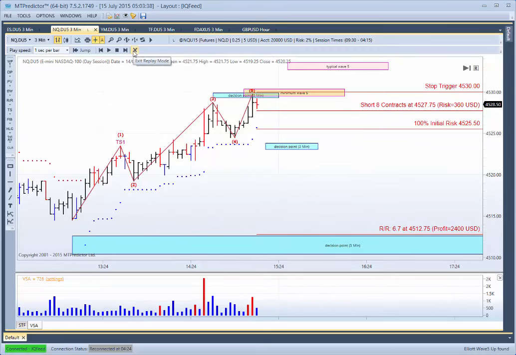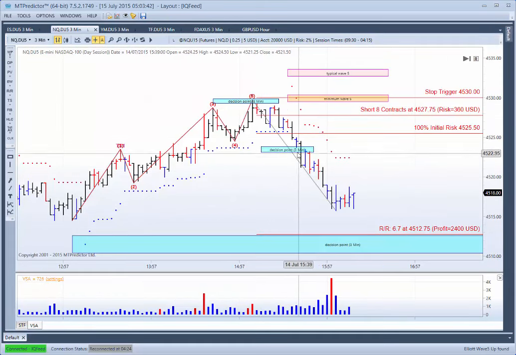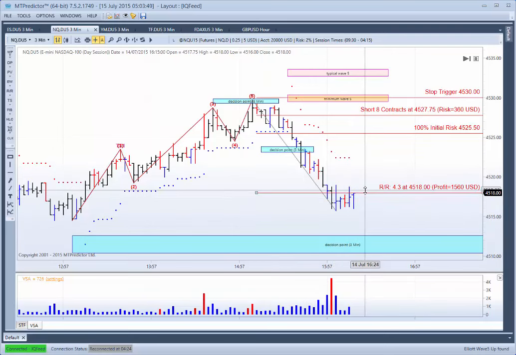So if we turn the replay off, you can see this is what happened. The market then declined. It declined down through this initial level. Didn't quite get to the target level down here because the market closed. But if you'd come out on the close, you'd have had a nice profit of 4.3R, or in other words, 4 times greater than initial risk.